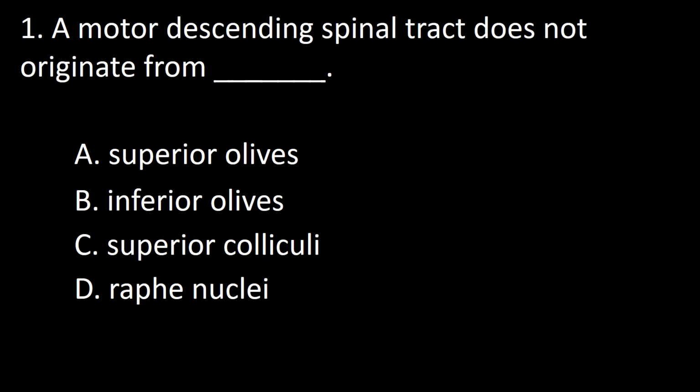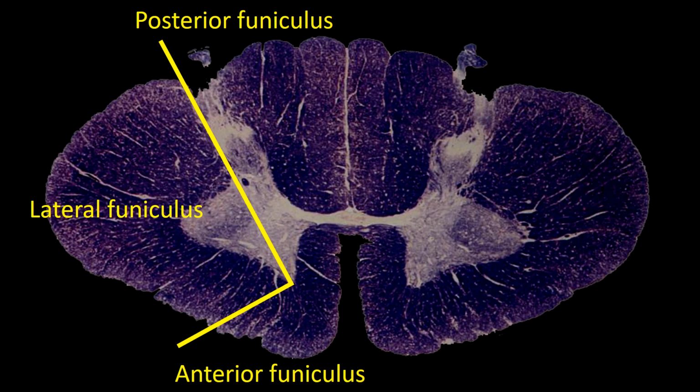The first question is, a motor neuron descending a spinal tract does not originate from: A. Superior olives, B. Inferior olives, C. Superior colliculi, D. Raphe nuclei. Each half of the spine can be divided in 3 funiculi.